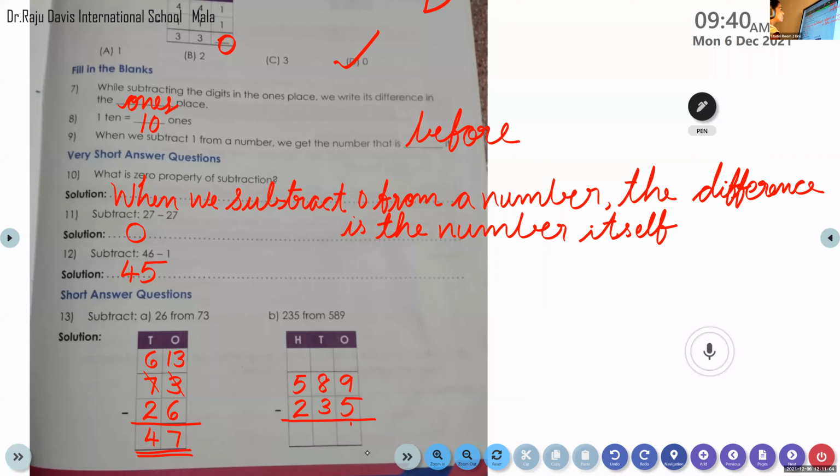Very good. Okay, then let me take the next page. Finished now, everyone? Yes, finished? Now let me take the next page.